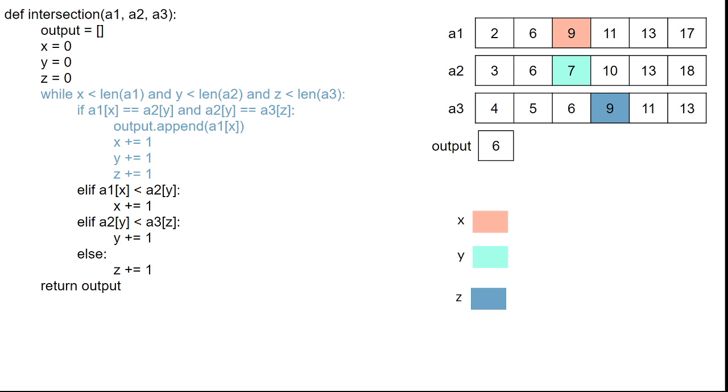And then since they're all the same, you append 6 to the output array, and then you increment every pointer so it's pointing at one above where it was originally, the 6 it was pointing at.